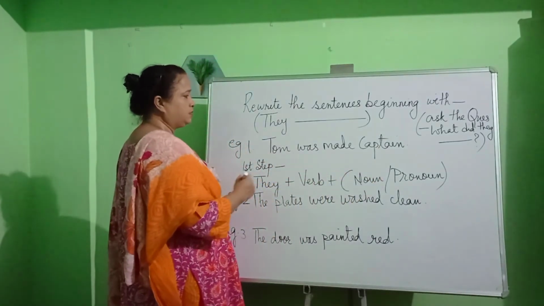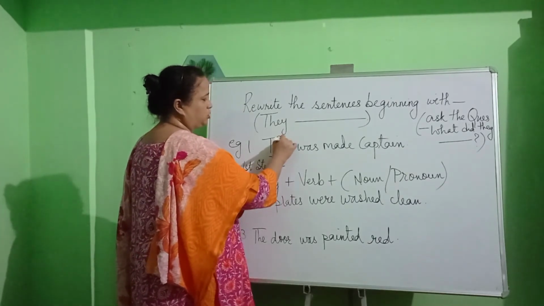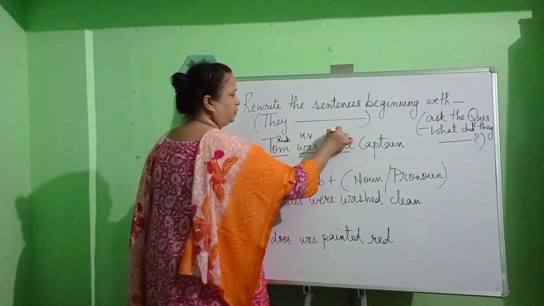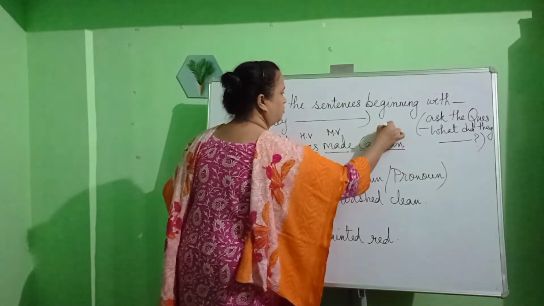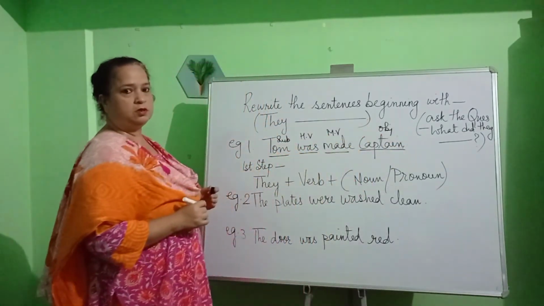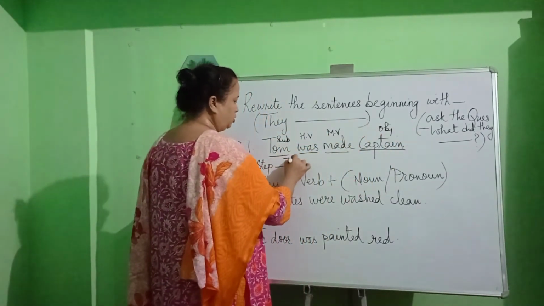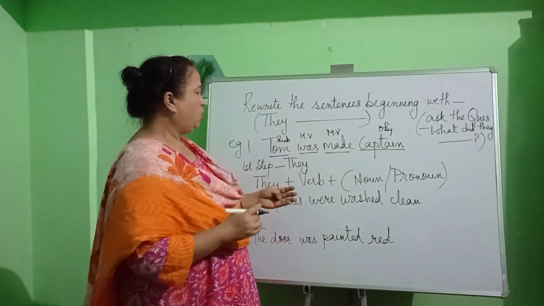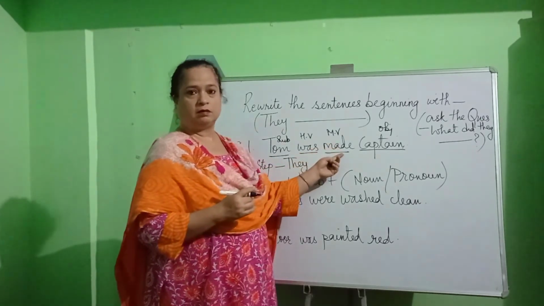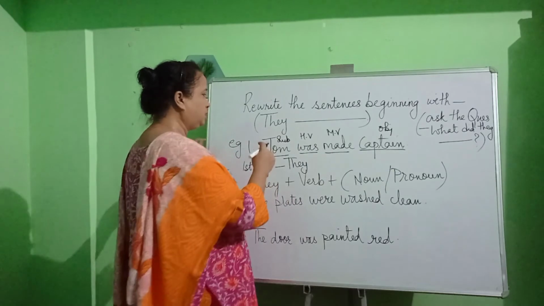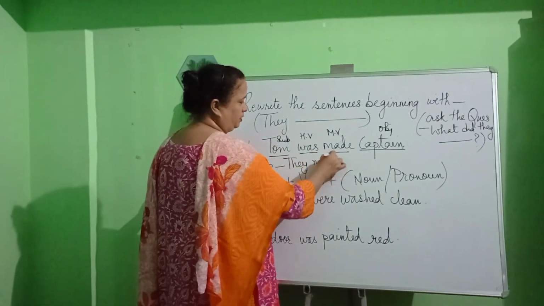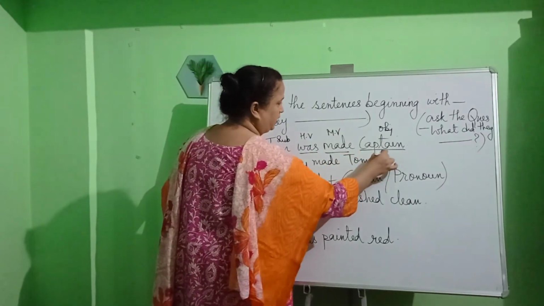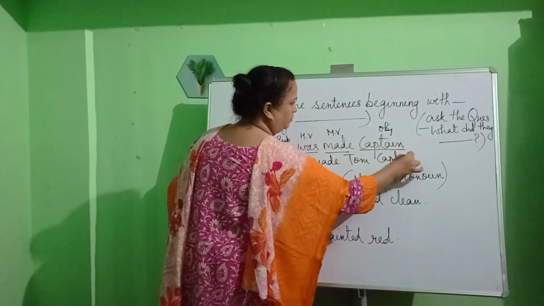Now let us have a look at this sentence. Tom is the subject over here. Was is the helping verb. Made is the main verb. Now the captain is the object. Now what do we need to do? We need to begin our answer using the word they. Now when we ask the question, what did they make? Okay. So we get the answer, they made. What did they make? They made Tom captain.